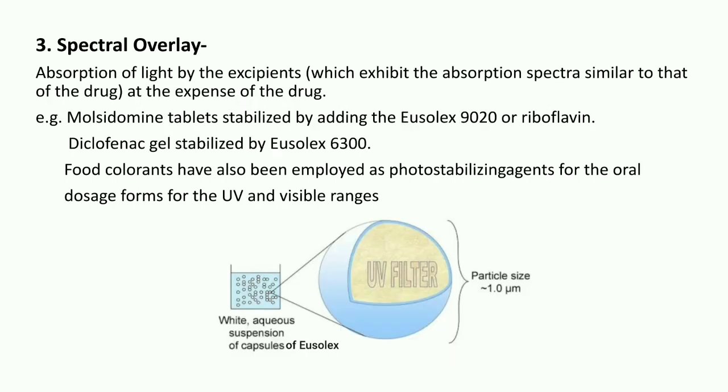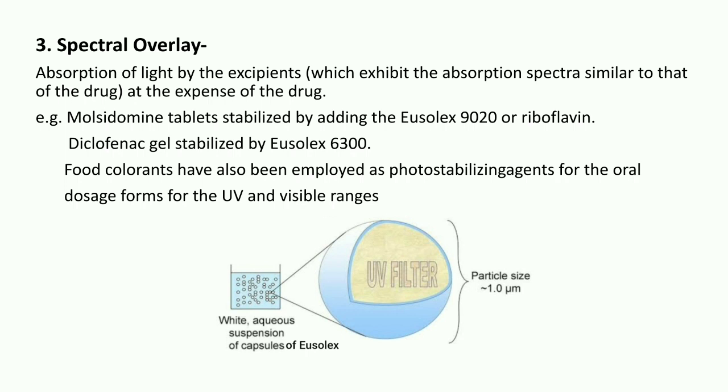Next approach is the application of the principle of spectral overlay. It is based on the use of excipients that exhibit the absorption spectra similar to that of the drug. This results in the absorption of the light by the excipient at the expense of the drug and thus protecting it from photodegradation. For example, molsidomine tablets can be stabilized by adding UV absorber Uvasorb 9020, which is actually 4-tert-butyl-4-methoxydibenzoyl methane.